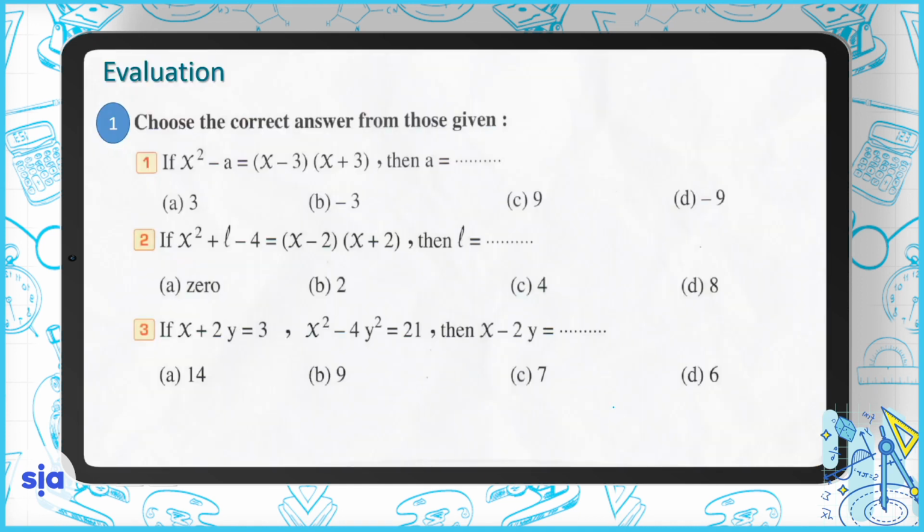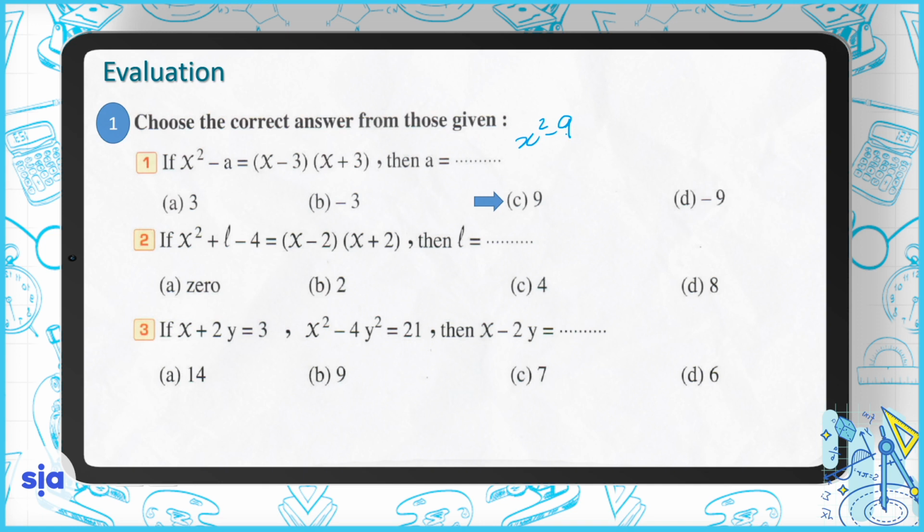If x squared minus a is x minus 3 times x plus 3, then what is the value of a? X minus 3 times x plus 3 will give you x squared minus 9. So the value of a is 9.